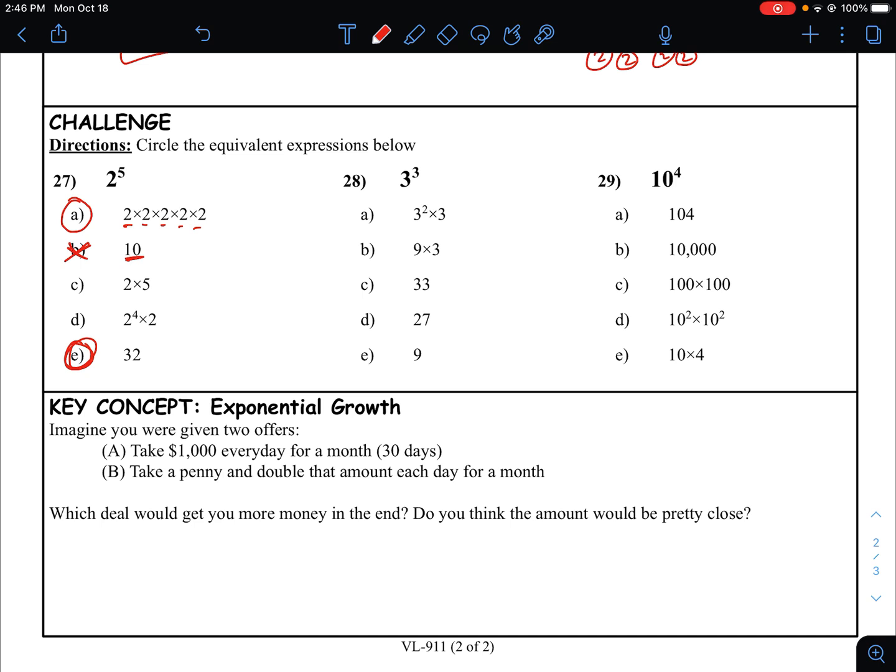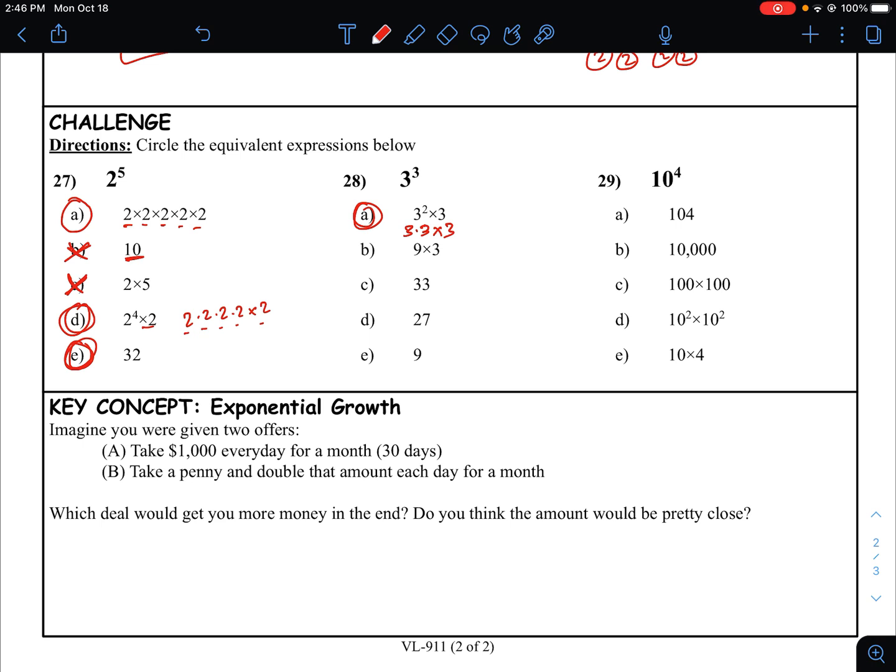2 to the 5th, 2 times 5? No, it does not equal 2 times 5. 2 to the 4th times 2? Well, 2 to the 4th is like 2 times 2 times 2 times 2, right? And then if you multiply it with 2 one more time, isn't that just 2 times 2 times 2 times 2 times 2? Isn't that just 2 five times? So yeah, 2 to the 4th times 2, that is 2 to the 5th. 3 to the 3rd. 3 to the 2nd times 3, isn't that just 3 times 3, and then you're multiplying by 3 again? Isn't that 3 to the 3rd? Yes, it is. 9 to the 3rd. This one's a little bit tricky.